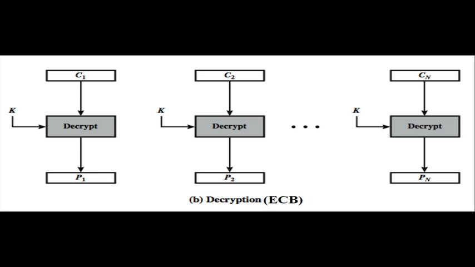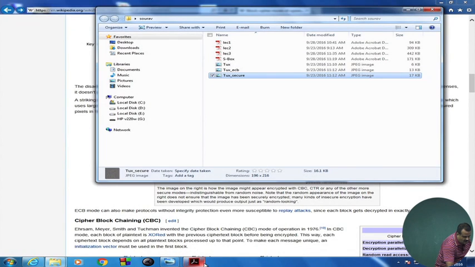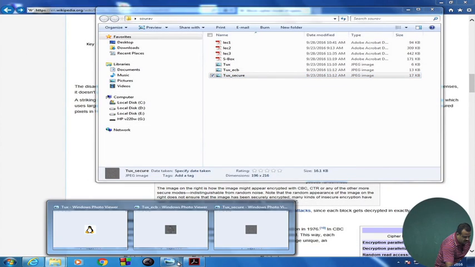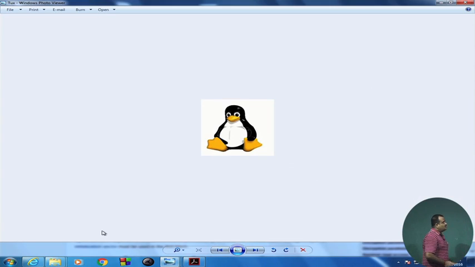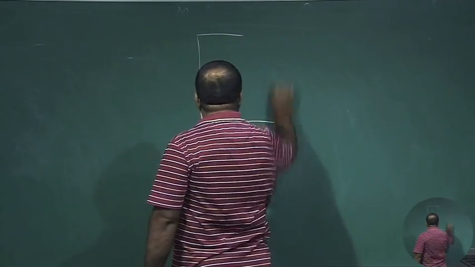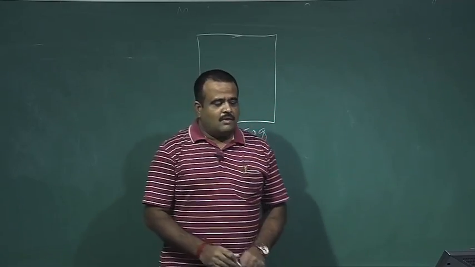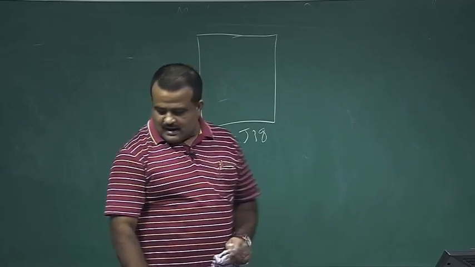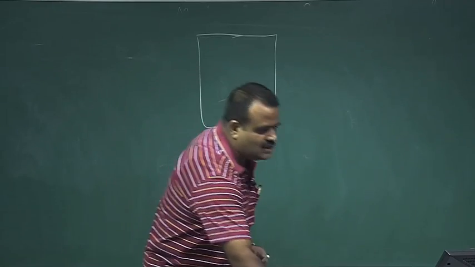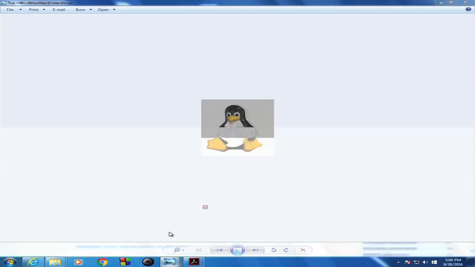This method has a problem in the sense that suppose our input is this image. Suppose this is our input. We have taken this picture from Wikipedia. This is a penguin picture. So, suppose this is our plain text, just a penguin picture .jpg. Now, if we encrypt using our ECB mode of operation, then we get the output like this.